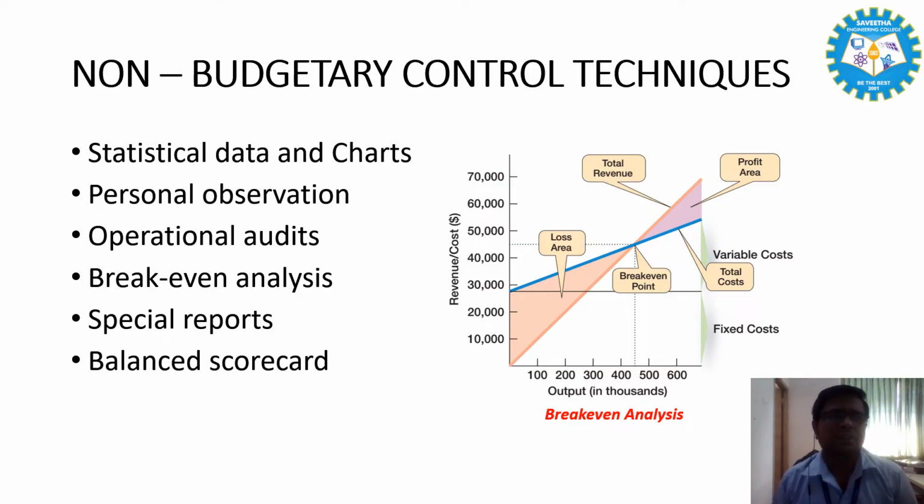controls. The most important of these are discussed here: statistical data charts, personal observation, operational audits, break-even analysis, special reports, and balanced scorecard. For example, statistical data and charts are effective management controls. The various statistical data and charts can be used in every organization.